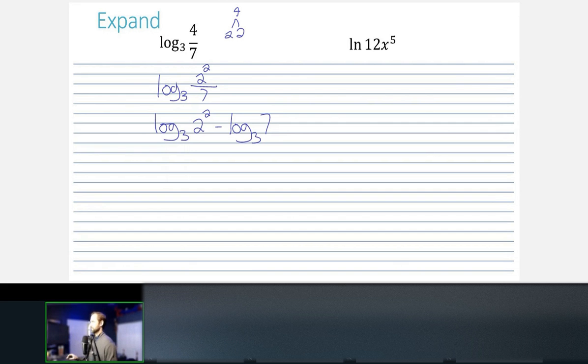All right, are we all done? Yeah, we're not. What's next? Yeah, move the 2 in front. All right, we done now? Yes, we are. Expanded, we don't have any exponents. All the log of stuff is all prime. It looks good.